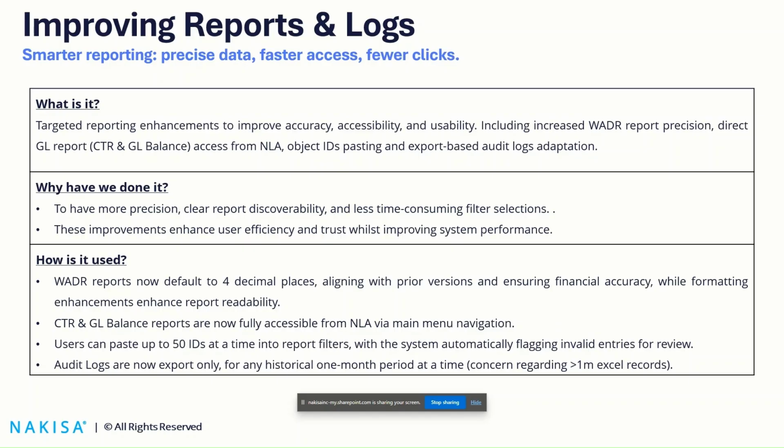Improving reports and logs. We have provided in now the 2025 R2 release the accessibility of the GL report and CTR report, which can be accessed now directly on the Nakisa Lease Accounting Suite itself, as well as we now have the weighted average discount rate report, which will have 4 decimal places.